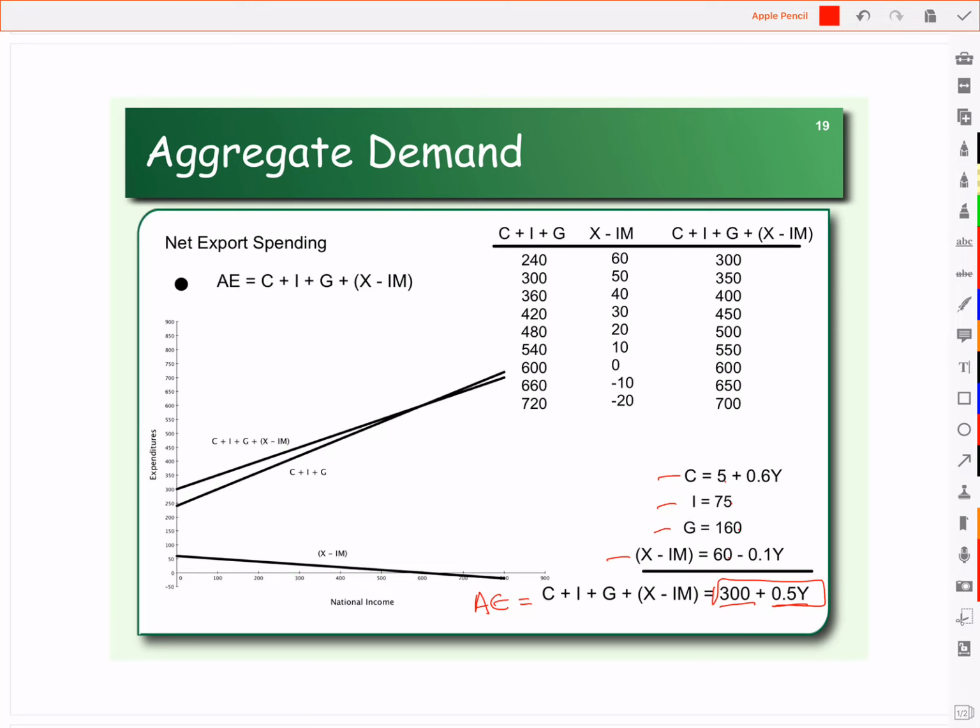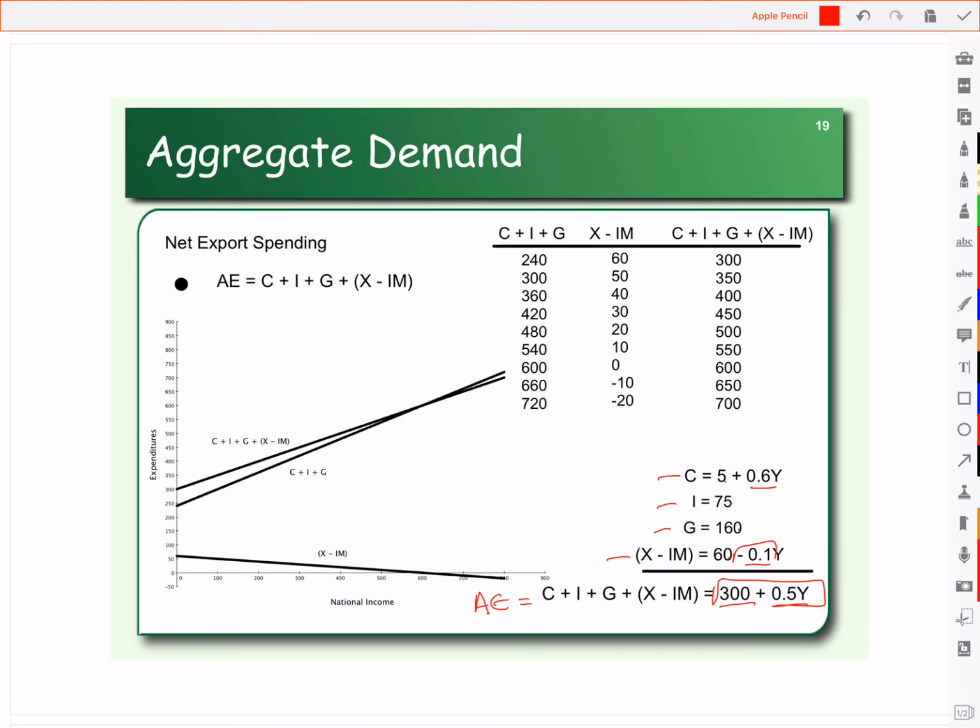On a graph, we took C plus I plus G, and now that we add X minus IM, notice that it's not simply a shift up, but that we've actually changed the slope. And we've changed the slope because we have our MPC and our MPM. For every dollar of income, 60 cents is spent on goods and services, but notice that 10 cents of that 60 cents that we're spending on goods and services is foreign-made goods and services.